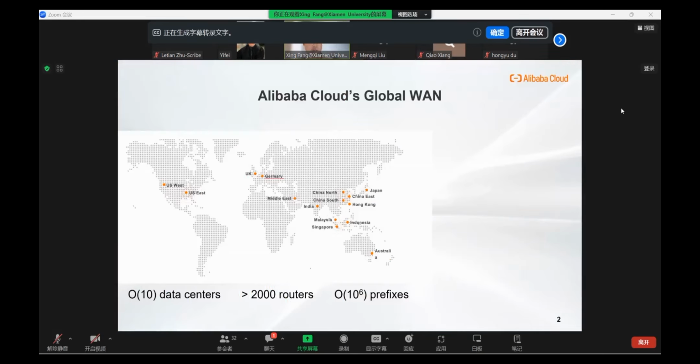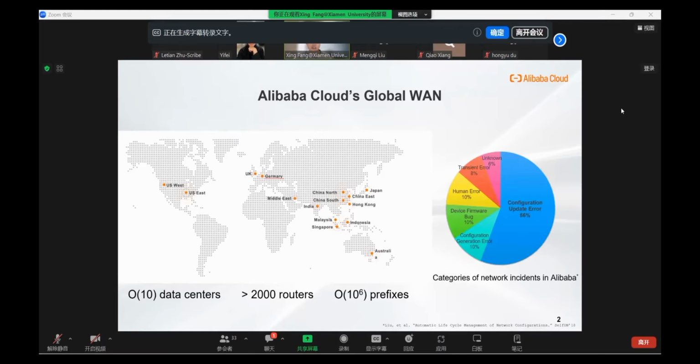As one of the biggest cloud service providers, Alibaba Cloud operates a global wide area network serving billions of customers. By the end of 2024, this WAN interconnects tens of data centers, including over 2,000 routers, and carries millions of IP prefixes. Ensuring the availability and reliability of such a massive network is extremely important. However, operating such a hyperscale network is very difficult.